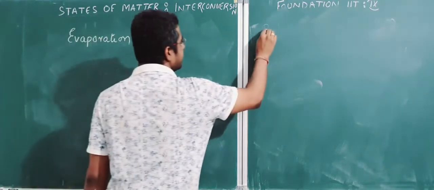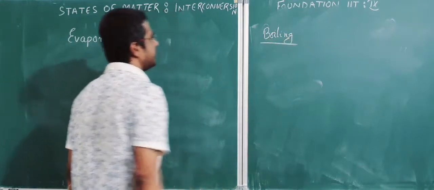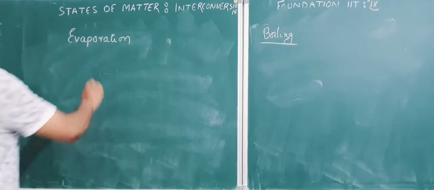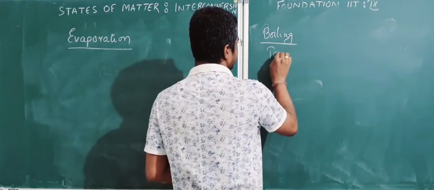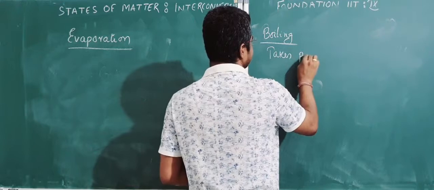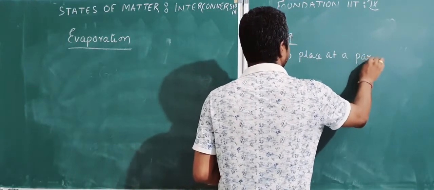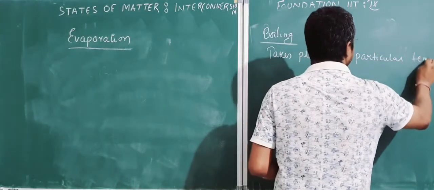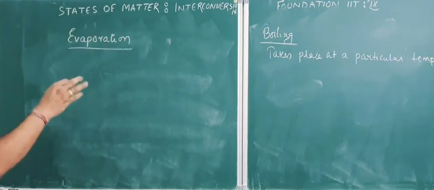Here I will write evaporation, here we will write boiling. So you have to find the difference between them. First of all, boiling takes place at a particular temperature, for pure liquids I am taking. Evaporation can take place at any temperature.